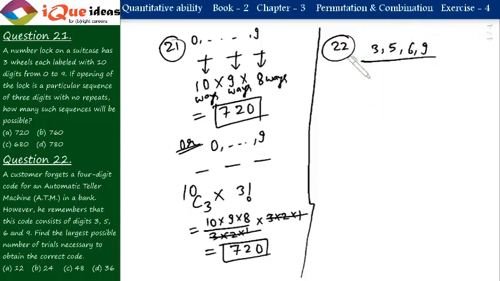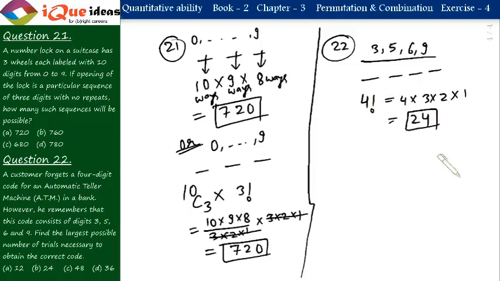Alright. So we can straight away say that it is just a simple arrangement of these 4 digits at these 4 places. So the total number of possibilities will be 4 factorial, that is 4 into 3 into 2 into 1, which is 24. Right? So just 24 possibilities.